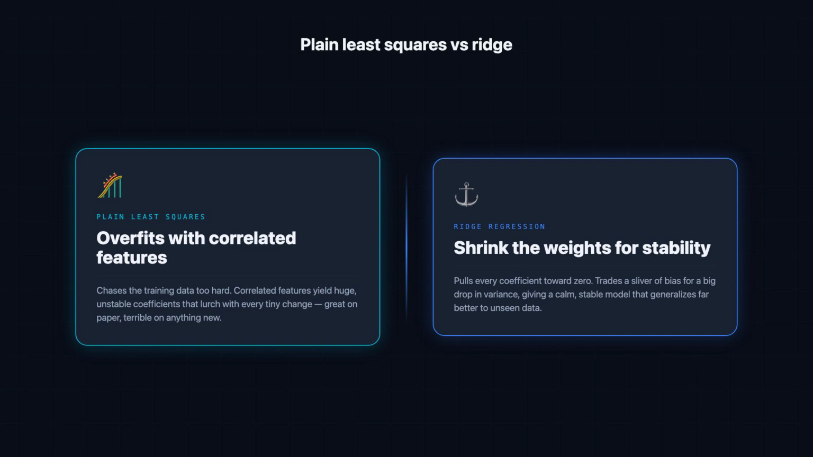Ridge deliberately shrinks the weights towards zero. It gives up a sliver of accuracy on the training set, a little bias, in exchange for a large drop in variance. And the payoff is a model that stays calm, stable, and far more reliable on data it has never seen before.